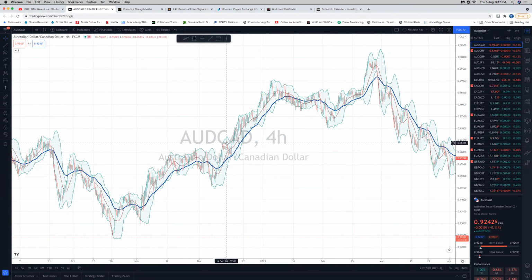It's not clear cut, so the cup and handle could be deformed. The cup could be deformed. It doesn't have to be perfect. So let's go back to the slide and look at that here.